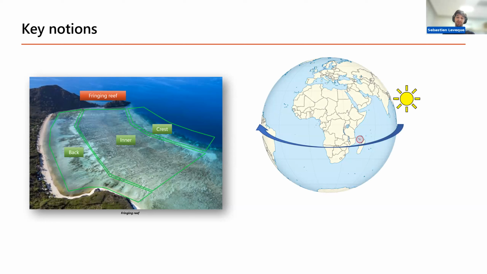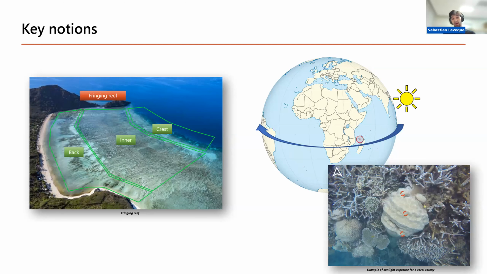And this affects the sun exposure for coral as well, where, for example, on that picture, you will observe that the sun exposure is much more important on the north part of the coral colony rather than on the south part. So when I refer to orientation later on, I will mean the orientation to the sun exposure.